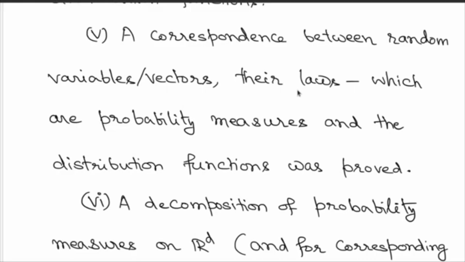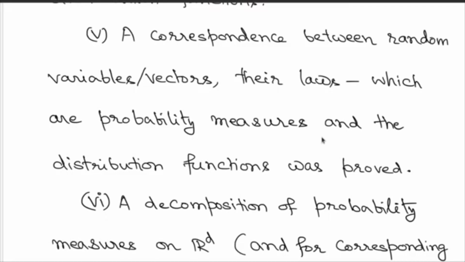However, along the way, what we finally managed to show was that there is a correspondence between random variables or vectors, their laws, which are probability measures on the appropriate dimensional Euclidean spaces, and distribution functions. So we had defined distribution functions independent of the connection with random variables or probability measures, but at the end we had shown that any distribution function is essentially a distribution function of a random variable or a random vector, or it can be thought of as a distribution function of a probability measure.